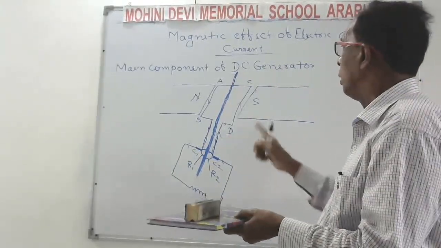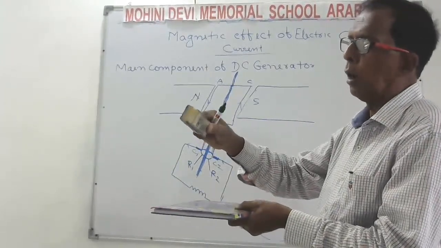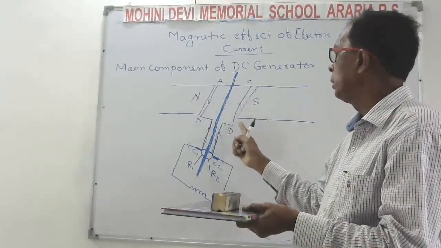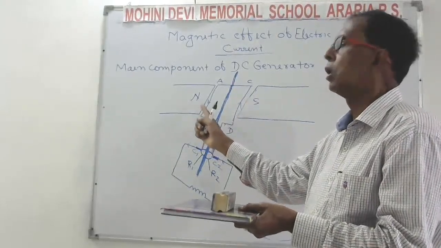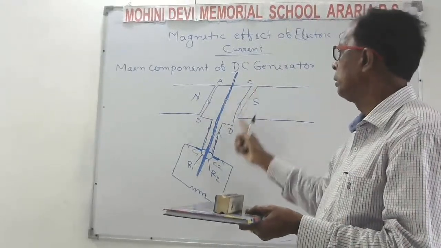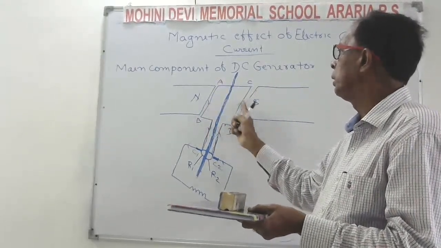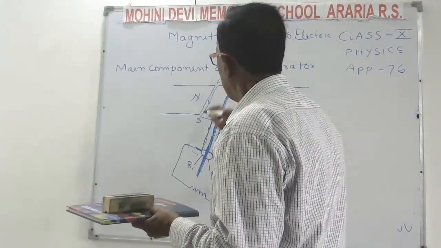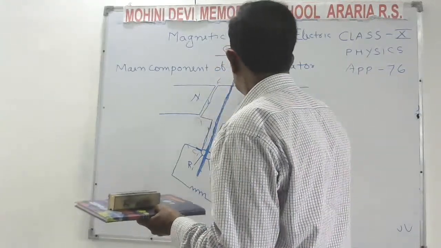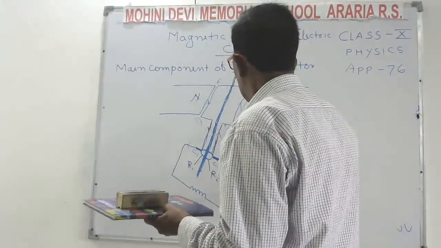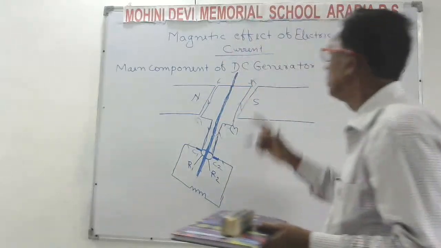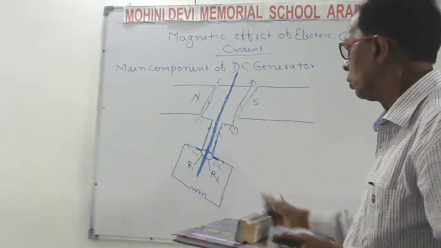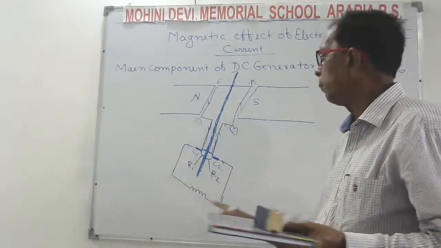The energy is zero. Now see, the CD side goes in the upward direction, meaning the CD side takes the position of AB. So the direction of current in CD is similar to that in AB. CD is now here, and AB is here after rotation. The direction of current flow in both sides is similar, so in the circuit the current flows in the same direction.